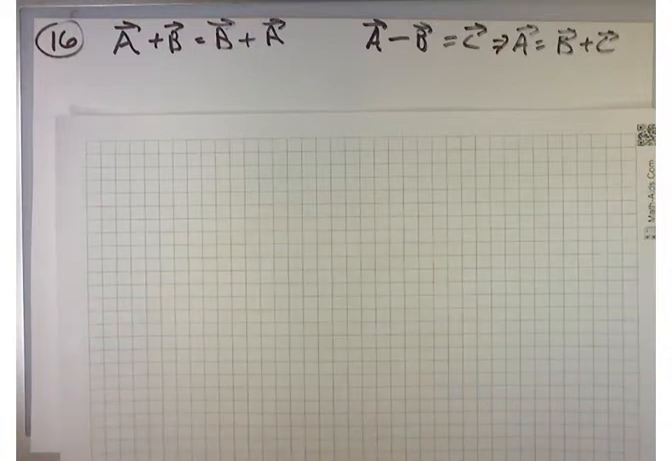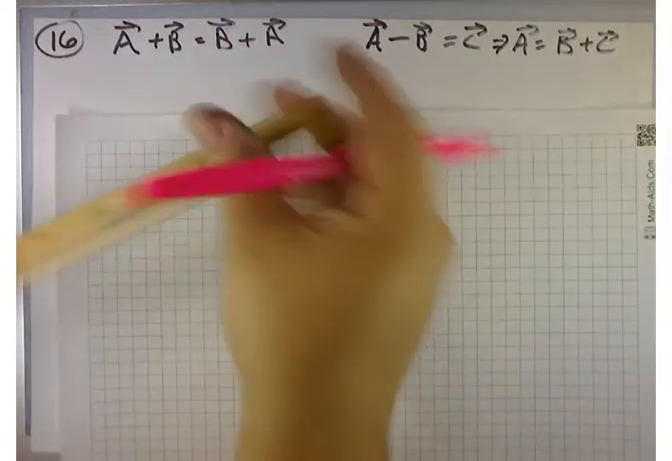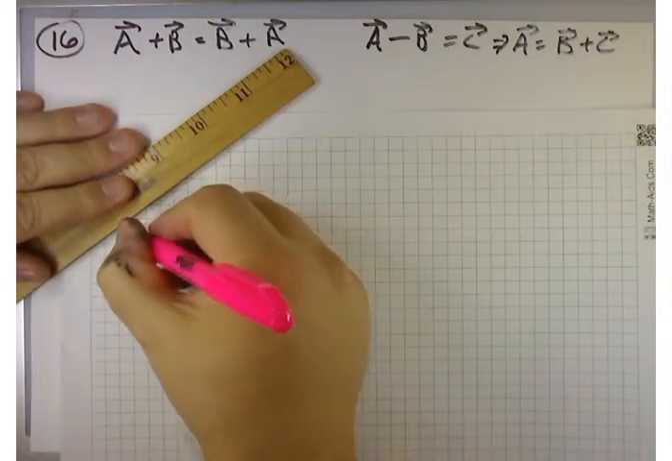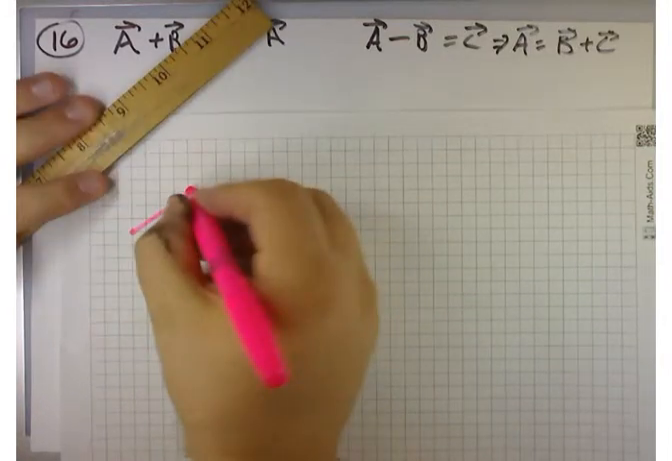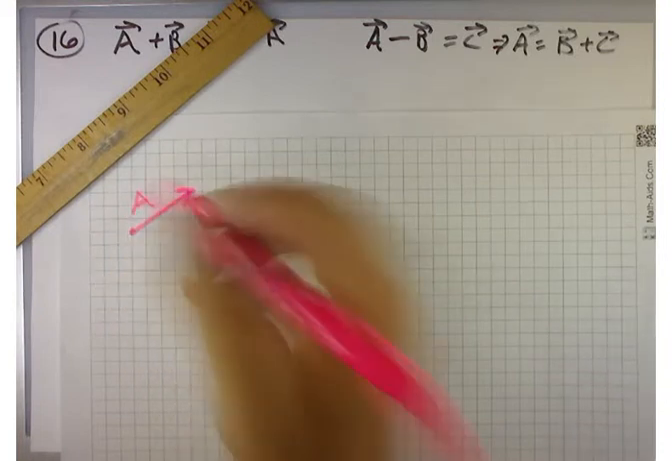So the first thing I want to do is write that stuff down, and graph some vectors. So for A, I'm just going to go corner to corner and make a random vector for A. I'm going to start with this corner here and go to this corner here. Now this is my vector A.